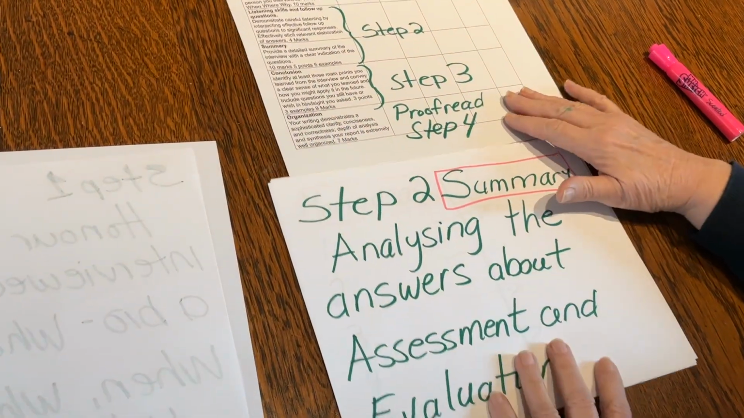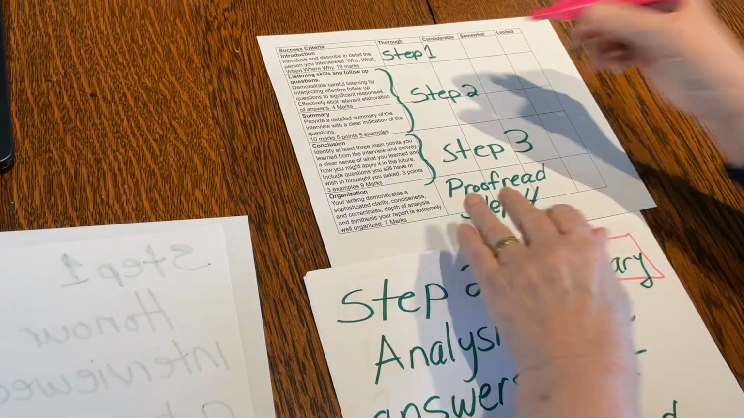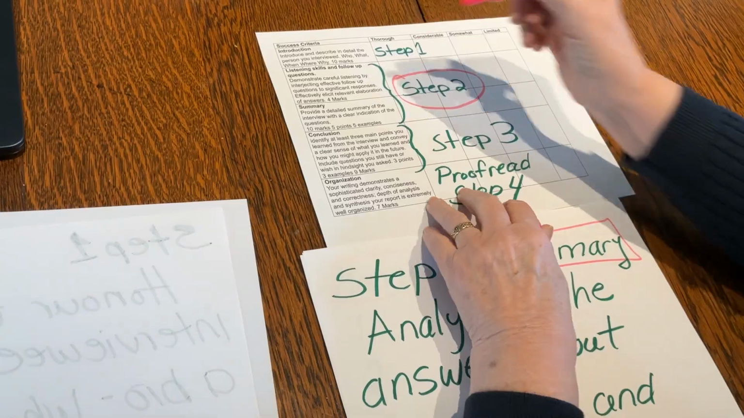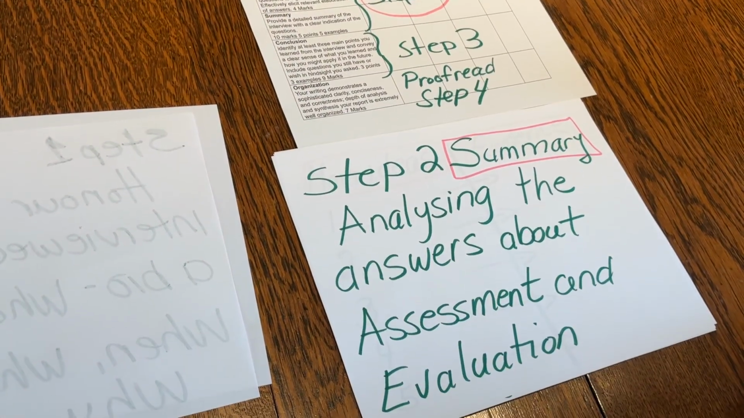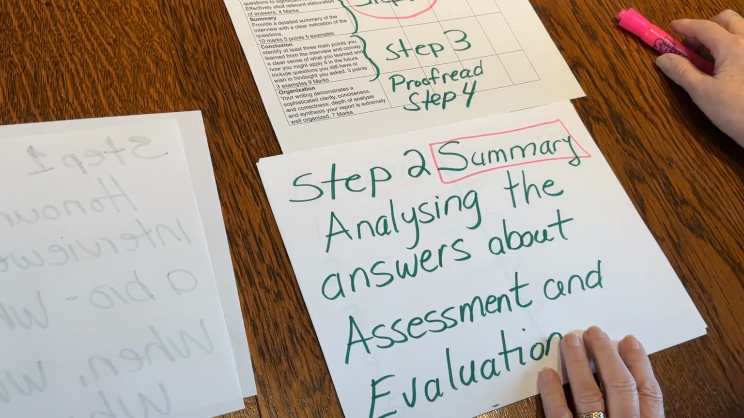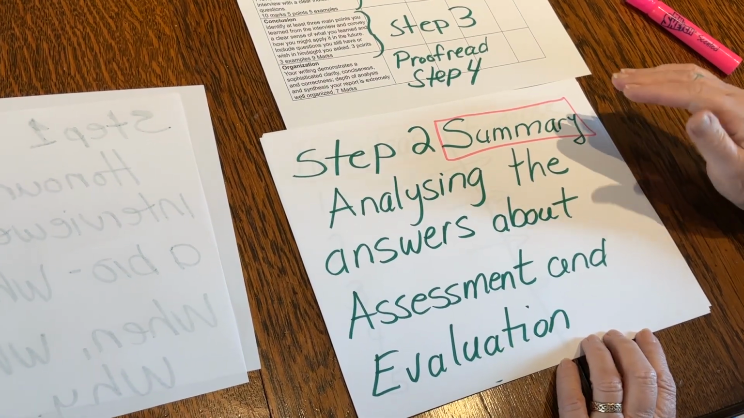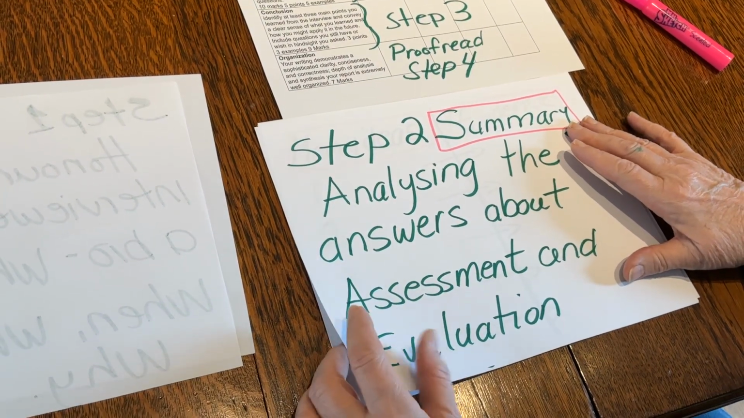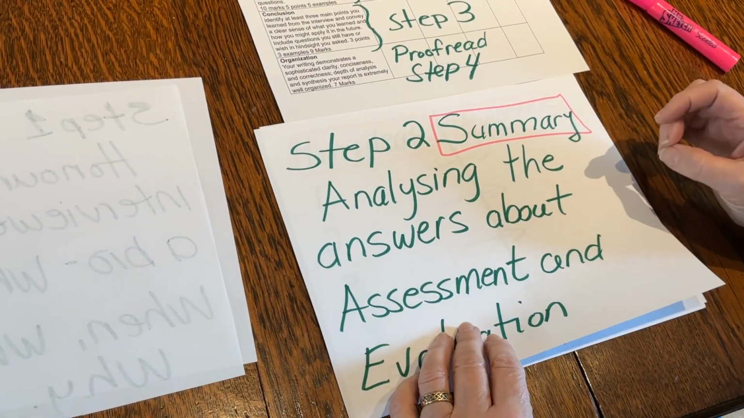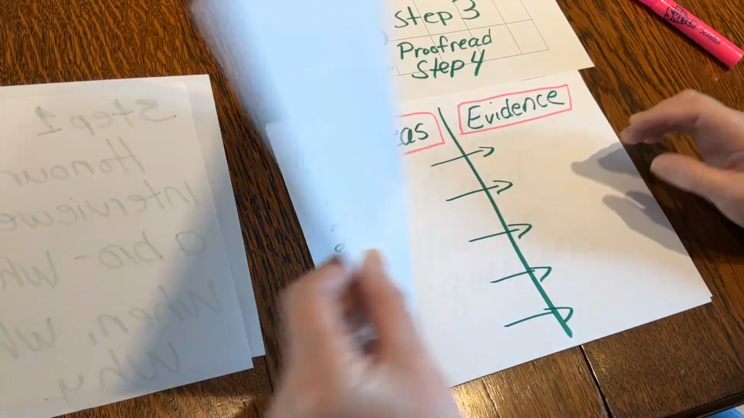Step 2, and I've put step 2 here to show you that you can integrate the listening skills and follow-up questions with your summary, and I'll show you how you might want to do that. It's up to you. This is where you're analyzing the answers about assessment and evaluation. So a lot of you have written out what was given to you as answers to the questions you asked, which were all extremely good questions about assessment and evaluation. So now you want to analyze them.